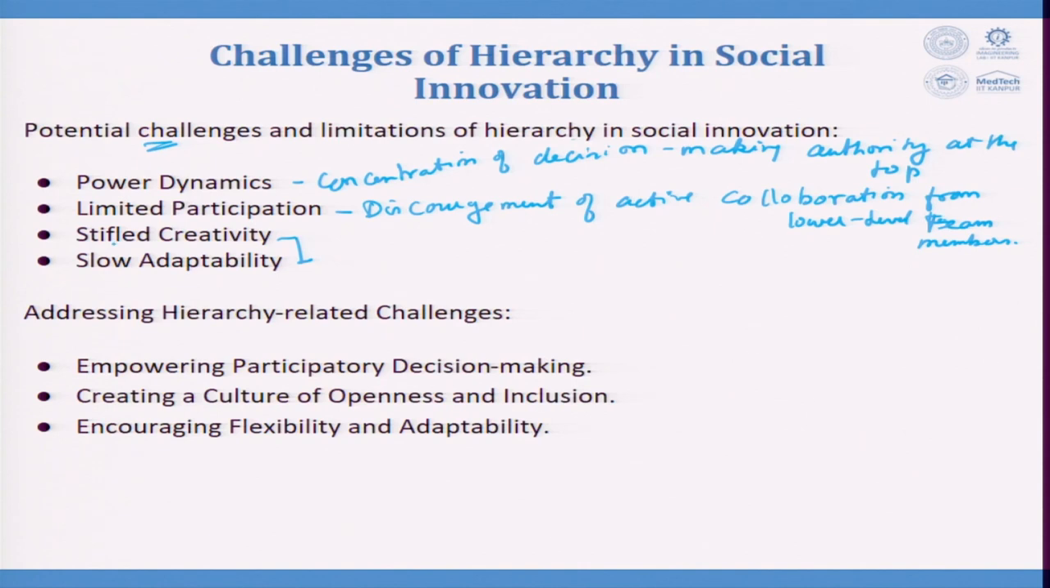Stifled creativity: a rigid hierarchy may hinder innovative thinking. And the last one is slow adaptability. The decision making process may impede quick adaptation to change, so slow adaptation will start happening. So, these are some of the potential challenges and limitations of hierarchy in social innovation: power dynamics, limited participation, stifled creativity, and slow adaptation.